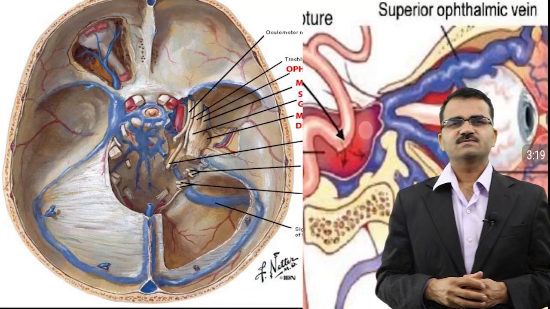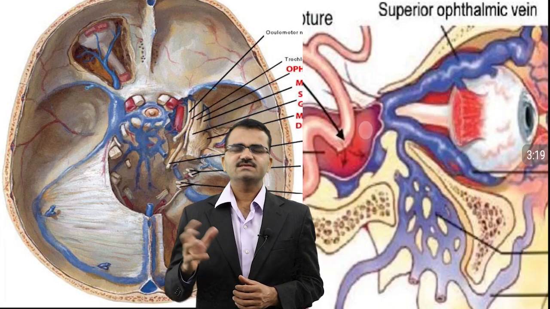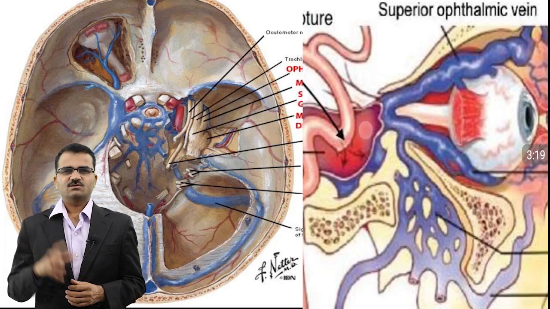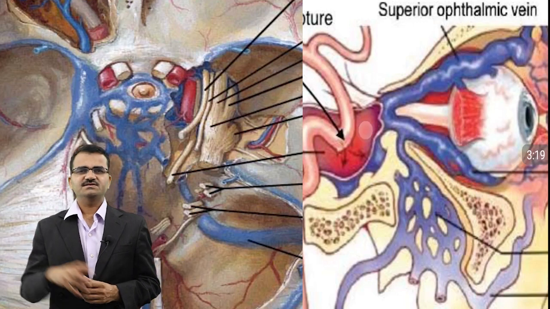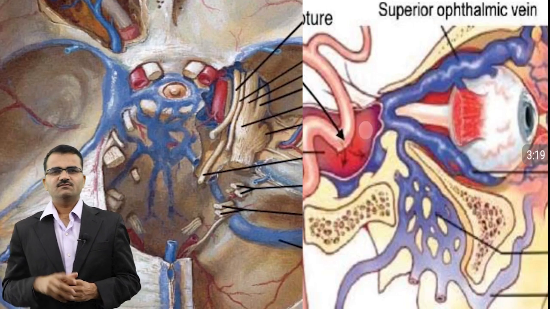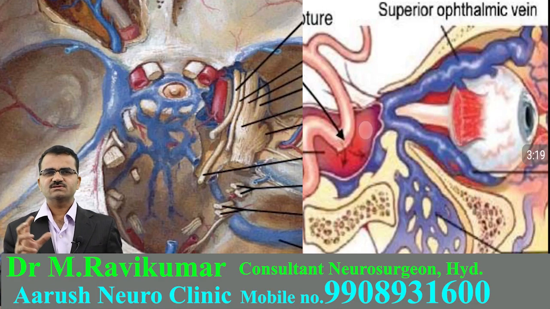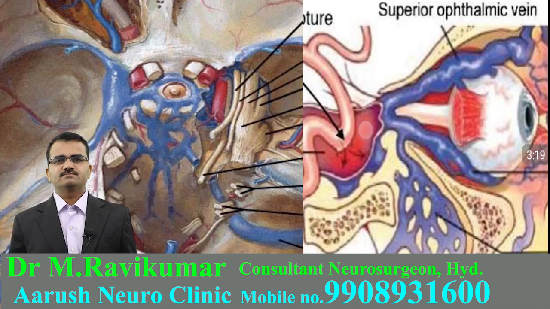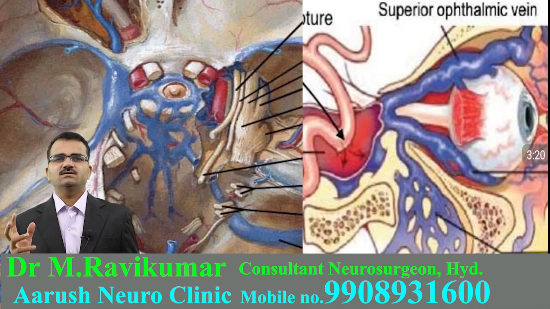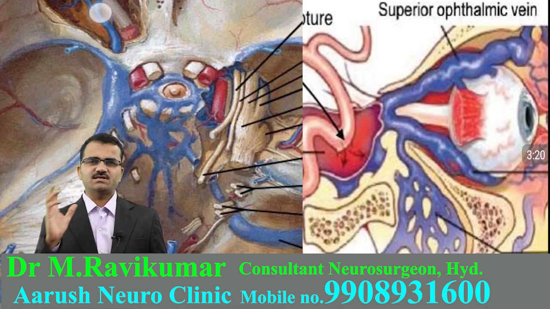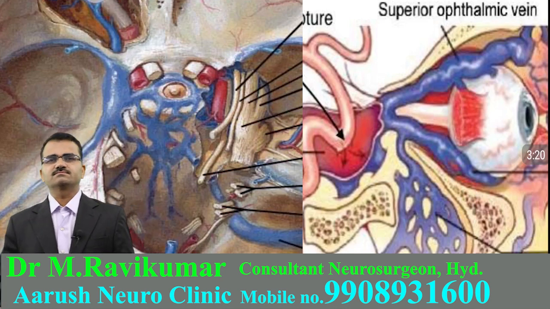So next, coming to anatomy of cavernous sinus. What is cavernous sinus? There are two cavernous sinuses, one on each side of sella. It is elliptical in shape, which contains internal carotid artery and abducent nerve, the sixth nerve, in the center. Third, fourth, and first and second branches of trigeminal nerve are in the lateral wall. Each cavernous sinus is connected to the other with bridging veins.